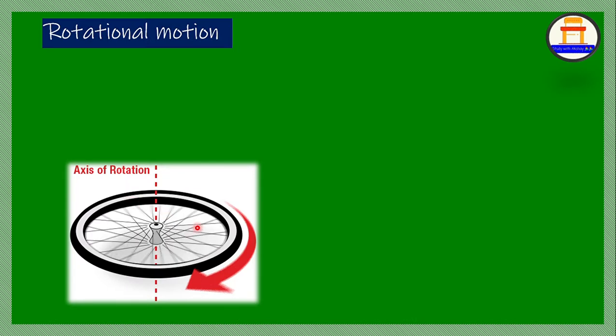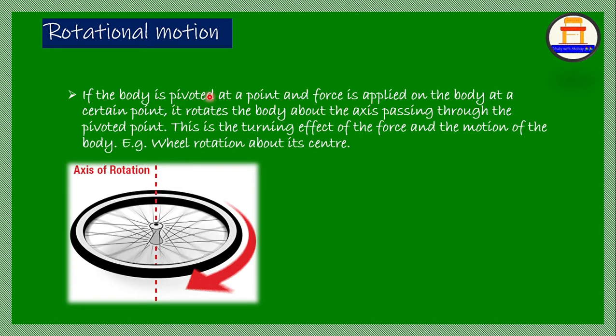Let's move ahead further. Rotational motion. You can see a wheel over here and it is rotating around its axis. So force is applied in this direction basically. So let's see what is rotational motion. If a body is pivoted at a point, what is pivoted? If it is fixed at a point, this point is known as pivoted point.